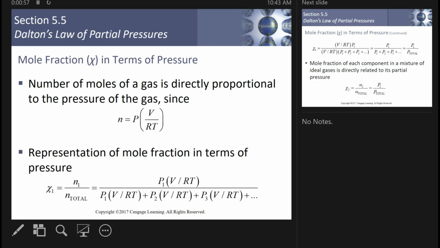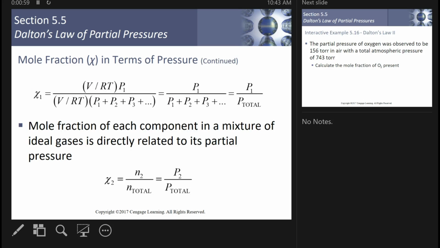Like how many moles of CH3? So you're looking at maybe just one of those out of the entire mixture of gases. The thing about that is it's directly proportional, or directly related, to the partial pressures of the gas. So mole fraction and partial pressure are directly related to each other.